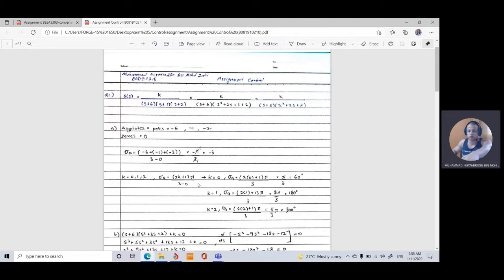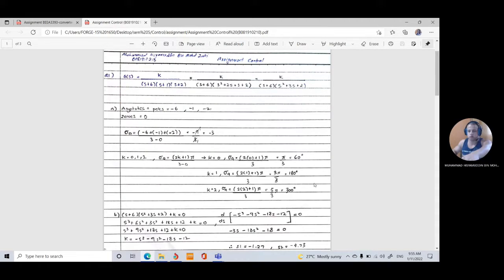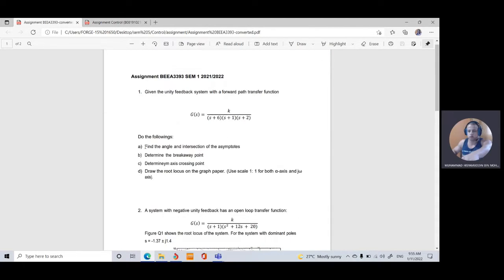Dan the asymptotes radiate out with angles which the K is 0, 1 and 2 because there is 3 asymptote lines on the root locus. So first we get the 60 degree, second is 180 and third is 300 degrees. Okay, this is the solutions for the part 1A. Then for the B, determine the breakaway point.